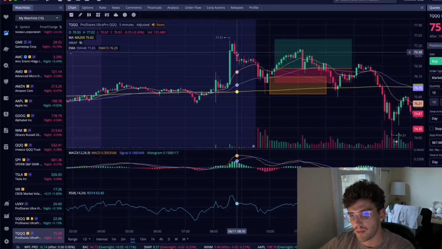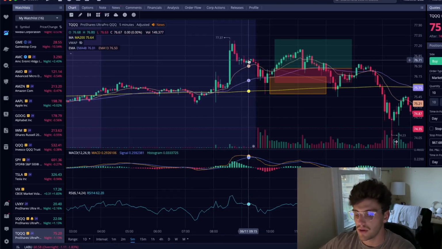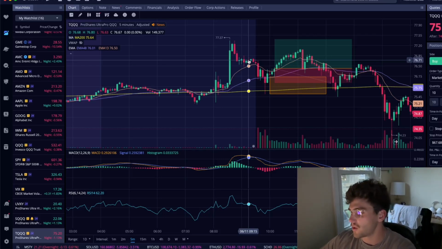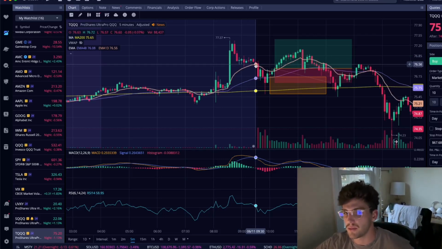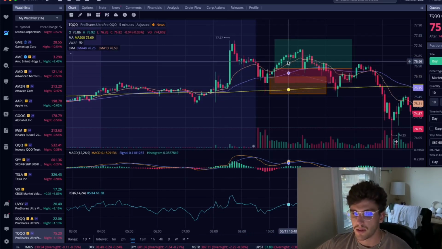I noticed whenever we pull back on data and we start to chop like this, we either make a sharp move in either direction, either up or down, and then we typically go the opposite way. In this case, we made a sharp move down, took liquidity, and started making a move to the upside.